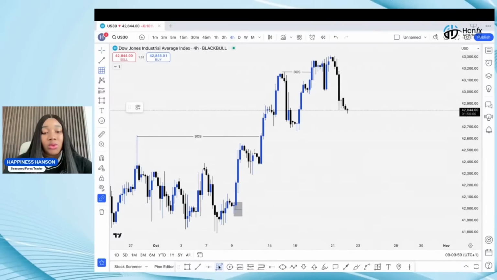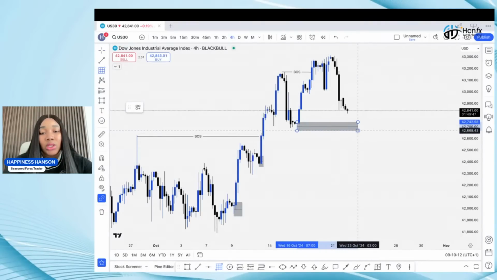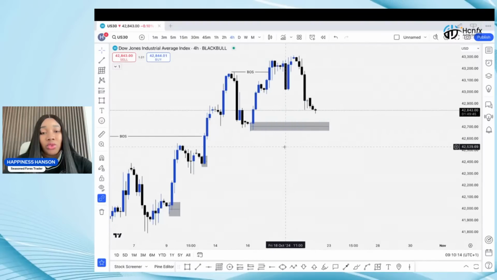So if we want to take entries from the 4-hour origin, this is also an origin which is pending. It's also pending. But this is the closest. This is the most recent origin that caused a break of structure. So which is this level? We'll be looking to buy once price gets here.